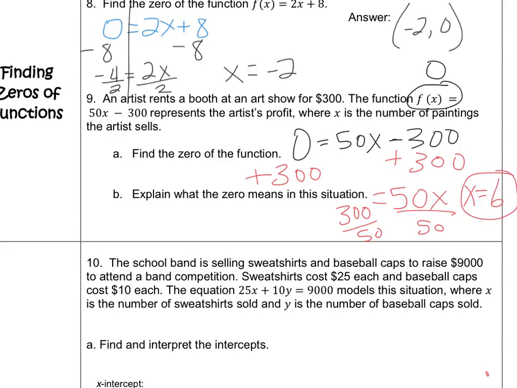So that's the 0. So what does it mean in this situation? Well, in this situation, what that means is this artist is going to have to sell 6 paintings before they start making a profit. So the first 6 paintings are really paying for the cost of that artist's booth.